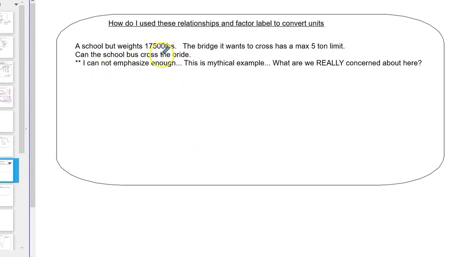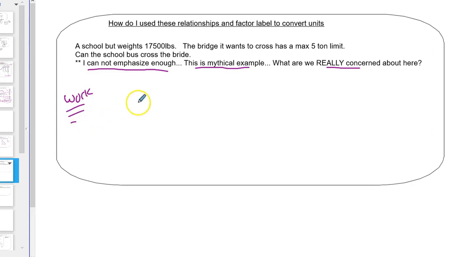So a school bus weighs 17,500 pounds. The bridge it wants to cross has a max of 5-ton limit. Can the school bus cross the bridge? I can't emphasize enough, this is just a mythical example. We really just want to look at the process here. We're not concerned about the answer. In fact, there have been times where we might have a test or a quiz where no answers are allowed, just work. So the work here is what we're really looking for.